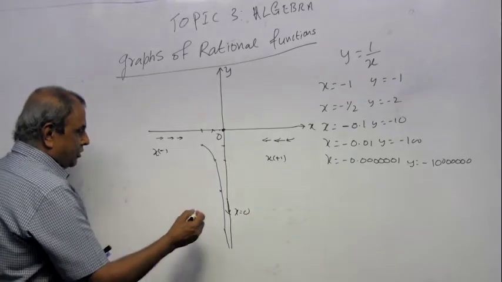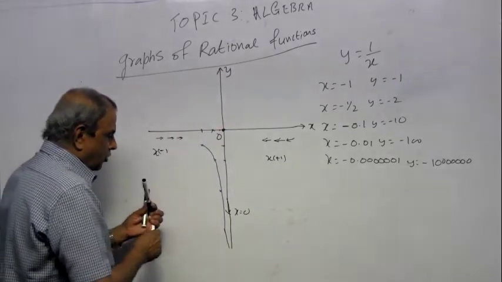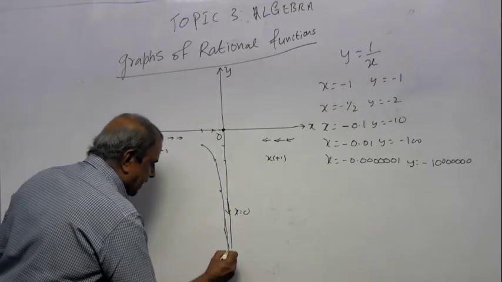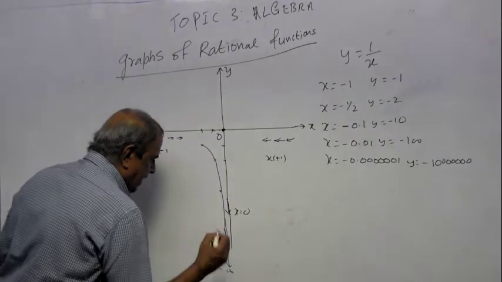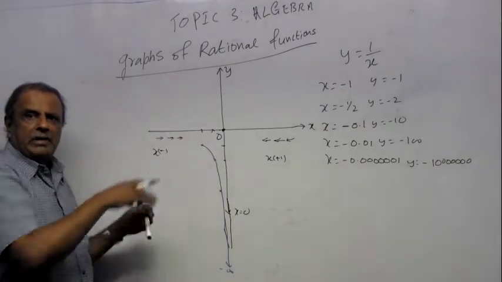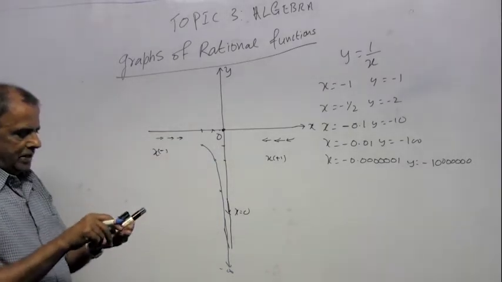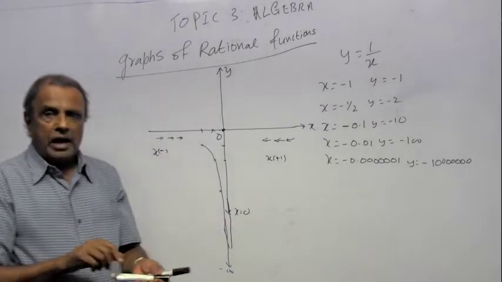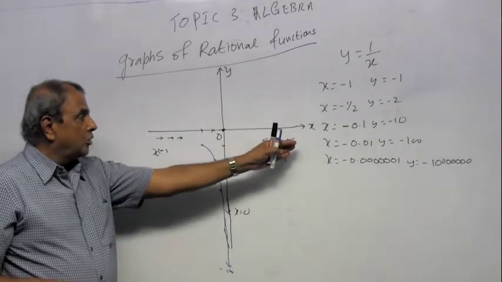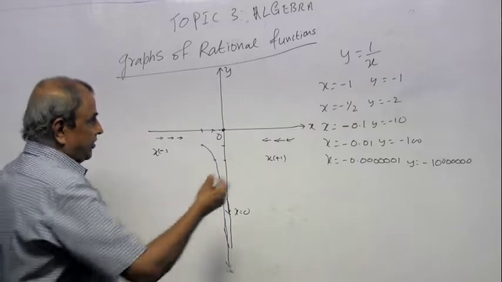So it looks as though the graph of y equal to 1 over x goes to negative infinity as x approaches 0 from the negative side. That means as x is negative and increasing. But as I told you, I may come to x from the positive side. So let's start with x equal to 1.